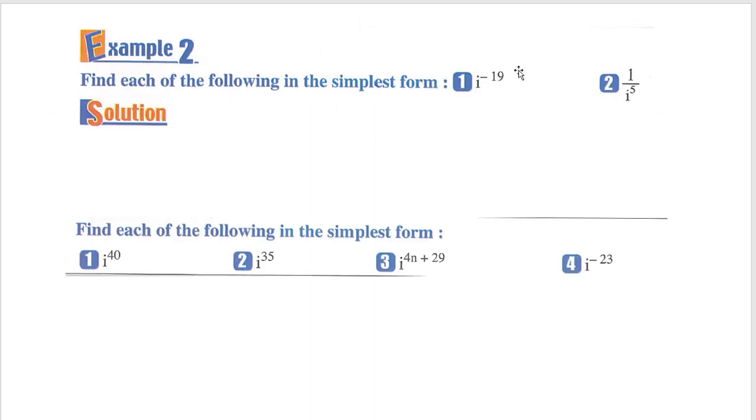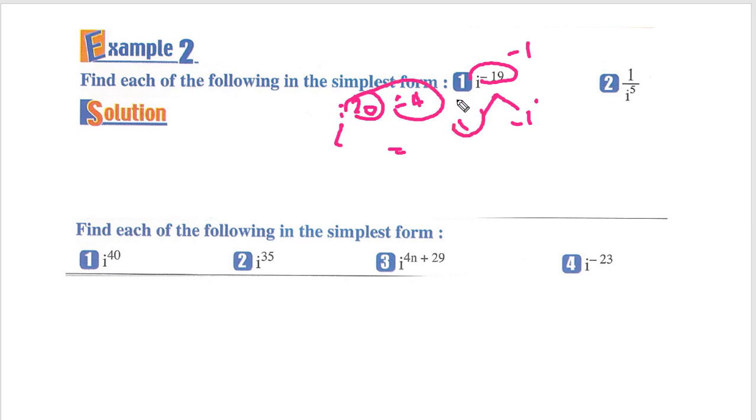Okay, we have here a negative power, but 19 is odd or even? Odd. Subtract 1, it will be i to the power negative 20. 20 here is divisible by 4. Yes, then this number may be i or negative i. The new number is divisible by 4, then it will be i. Here 1 over i to the power 5.